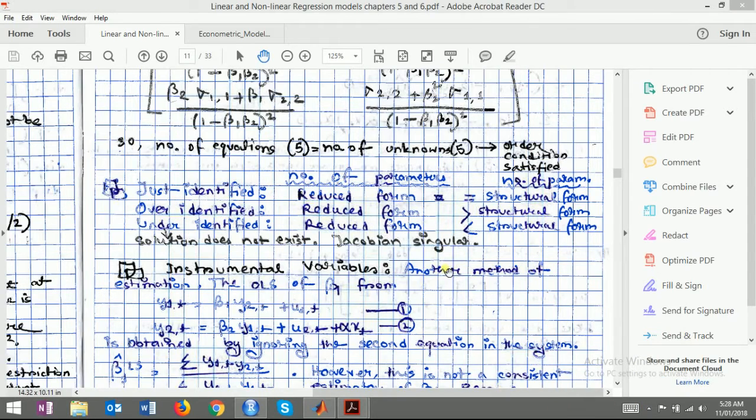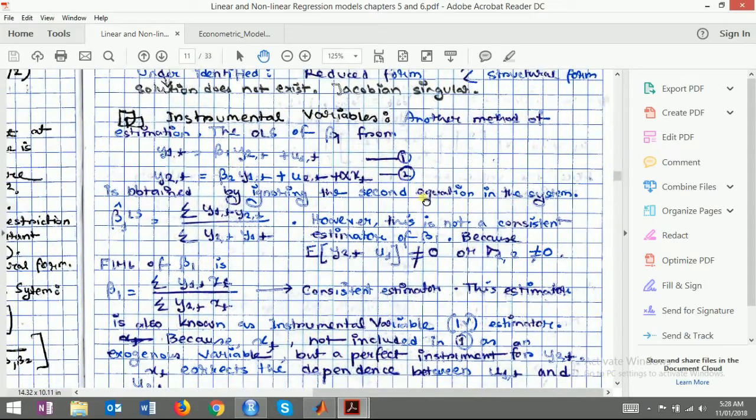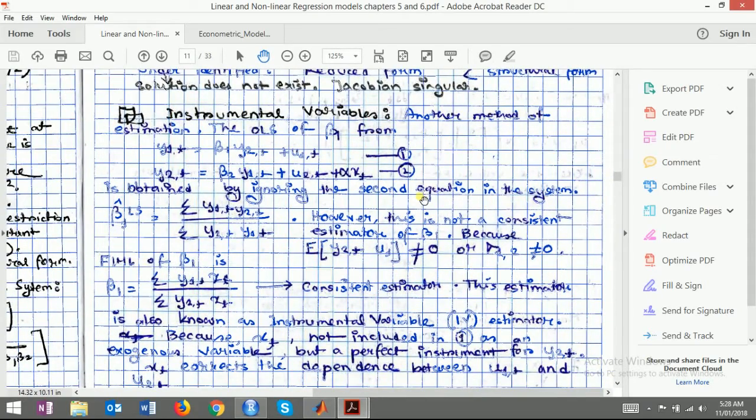Okay, moving on to instrumental variables. We already did some mathematics with instrumental variables. Another method of estimation, the OLS of beta from y1t and y2t, is this equation we are familiar with: y1t = b1 y2t, y2t = b2 y1t. In the second equation, the dependent variable is a function of a dependent variable and an exogenous variable. In the first equation, the dependent variable is only a function of another dependent variable.